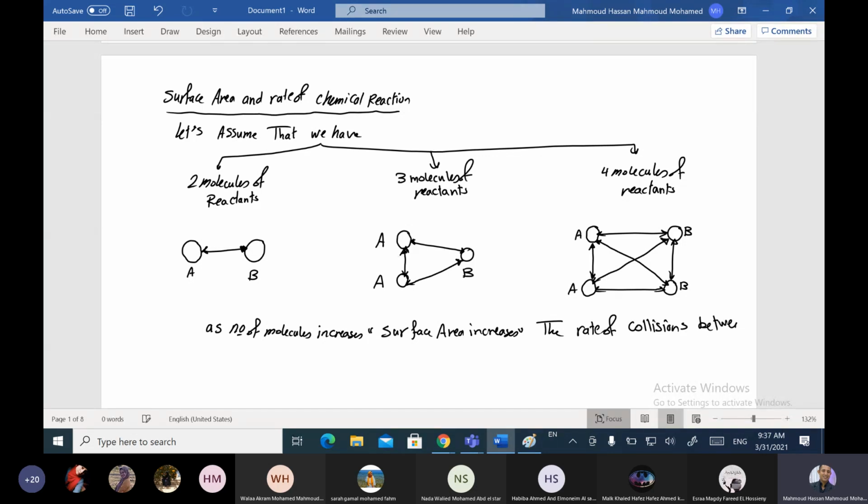Collisions between molecules increase, and the speed of the chemical reactions increases, and the rate or the speed of the chemical reaction increases.